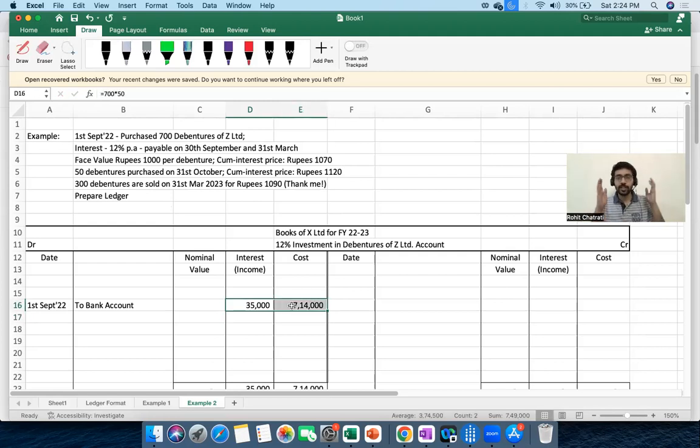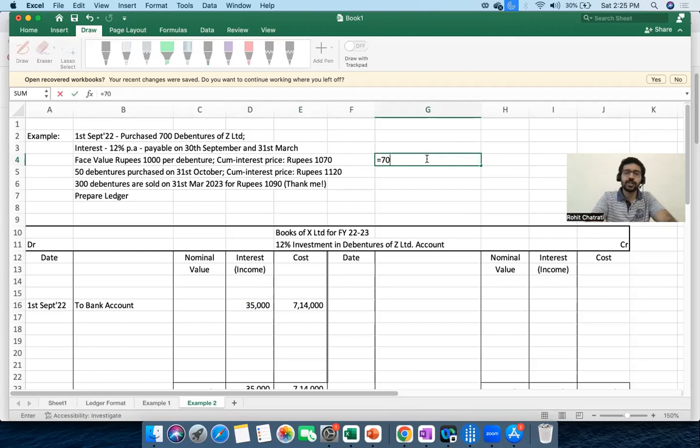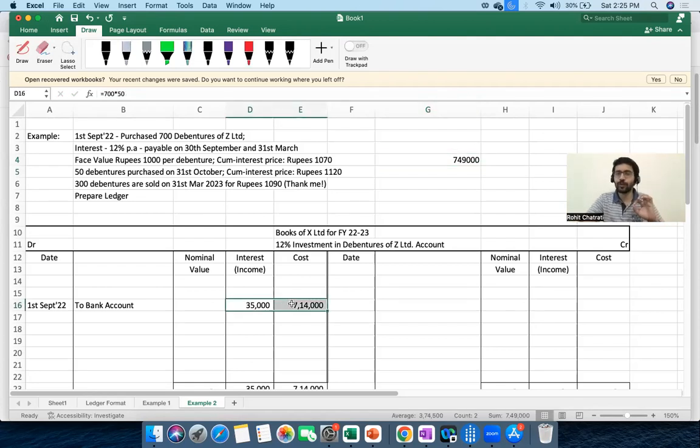So if you think of it, the journal entry that I've passed is investment debit 7,14,000, interest income debit 35,000, to bank account 7,49,000. 7,49,000 is nothing but 700 multiplied by 1070. This is the total cash that you're paying. Out of that 7,49,000, the cost is 7,14,000, while interest is 35,000. So this is the first entry that we are going to record.